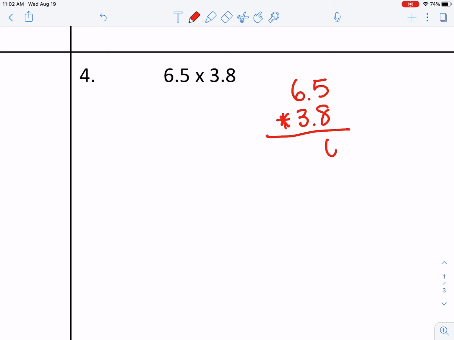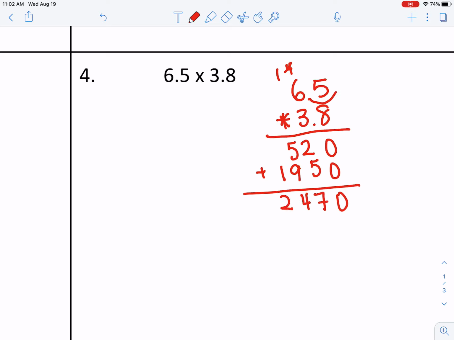5 times 8 is 40. Carry the 4. 6 times 8 is 48 plus 4 is 52. Add the 0. 3 times 5 is 15. Carry the 1. 6 times 3 is 18 plus 1 is 19. And then we just need to add it straight down.